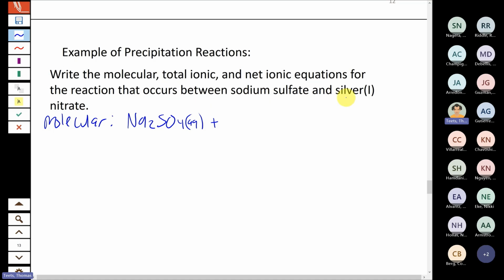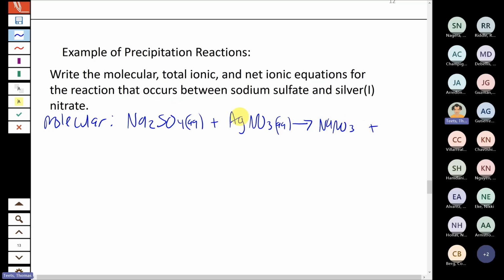And then we're combining that with silver(I) nitrate. So silver(I) nitrate is Ag+, NO3-, so just AgNO3. And then on the right side of the arrow, we just swap the cations and the anions. So sodium, which is our cation from the first reactant, is going to pair with nitrate to make the first product. So it makes sodium nitrate, which is NaNO3.